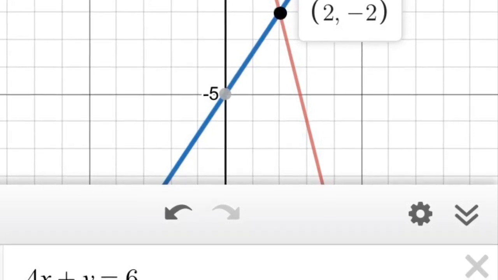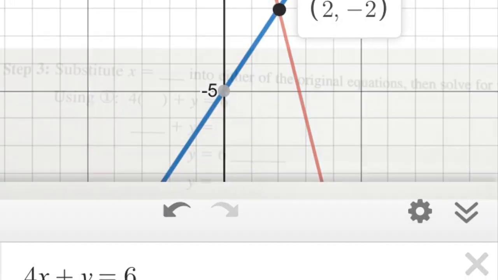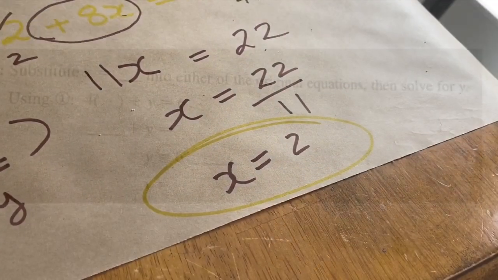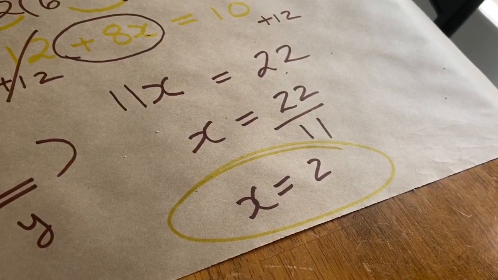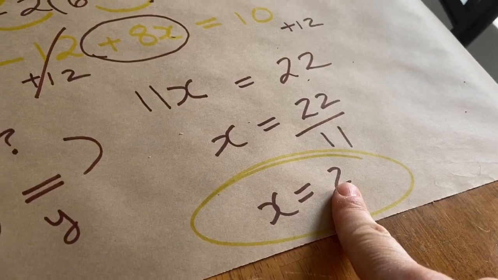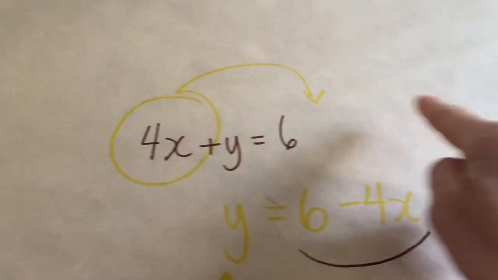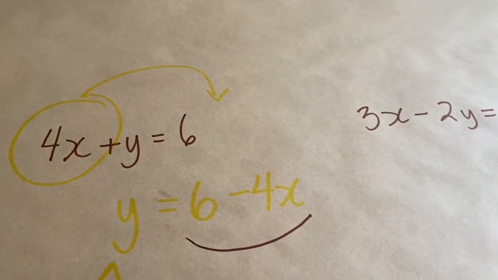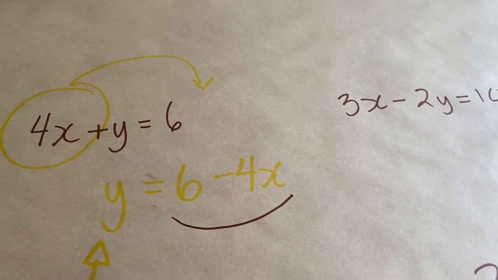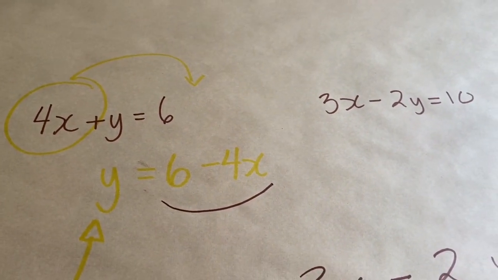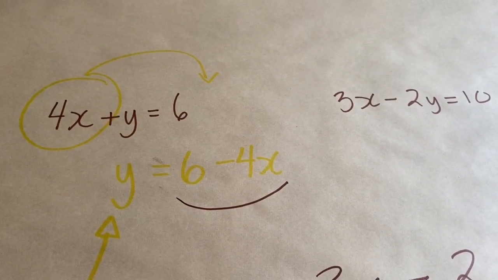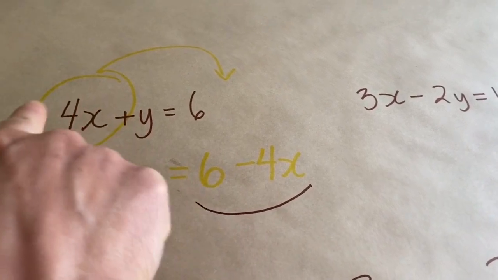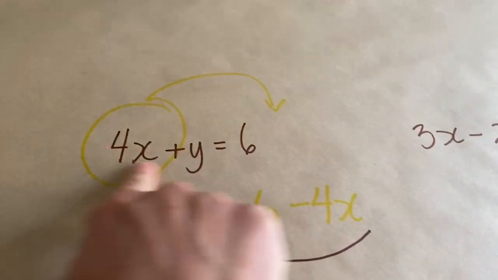And we can do that by doing step 3 of substitution. So in step 3, we're going to put this x is equal to 2 into either one of the first equations. We can pick either one, and if we do that, we'll find out what the y is. I always like to pick the formula or equation that looks easier. I think, in my opinion, this one looks easier, so I'm going to use this equation.